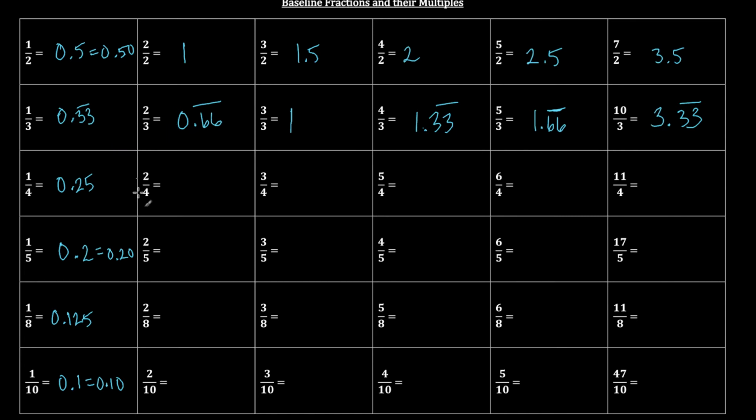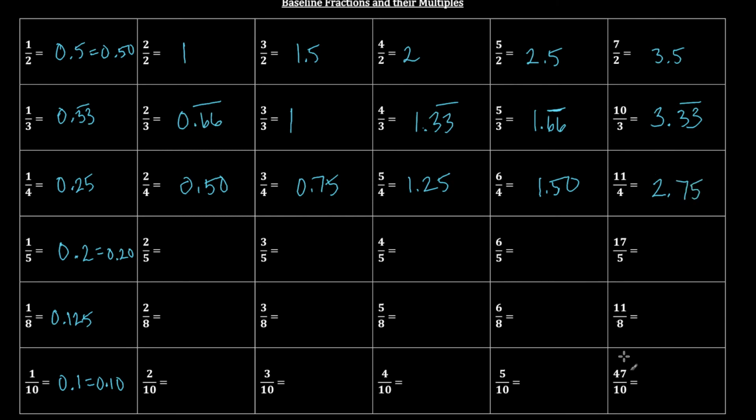So 2/4 would be, if 1/4 is 0.25, 2 of them would be 0.50. And then, let me write that a little nicer. And then we just keep counting, 0.75. Oh, we skipped over the whole, because that would be 4/4. And then we have 1.25. And then we add another one, 1.50. Ooh, 11/4. So I can get 2 wholes out of this, because that would be 8. There'd be 3 left over. So 3 of these, which is 0.75.